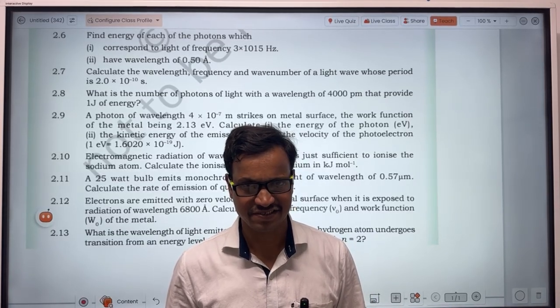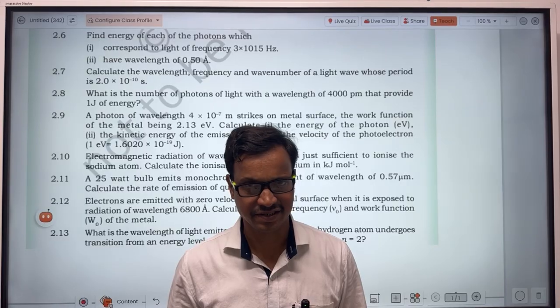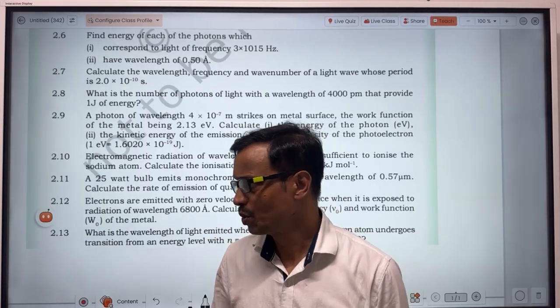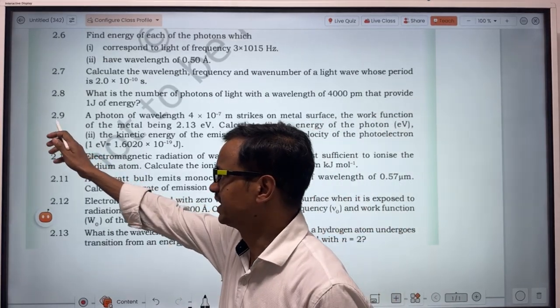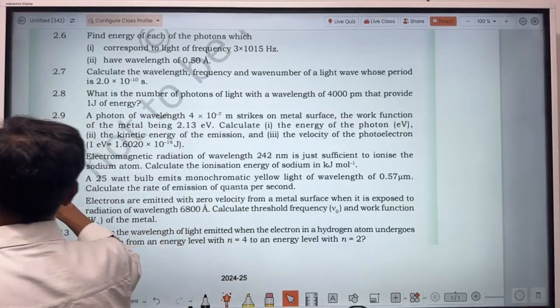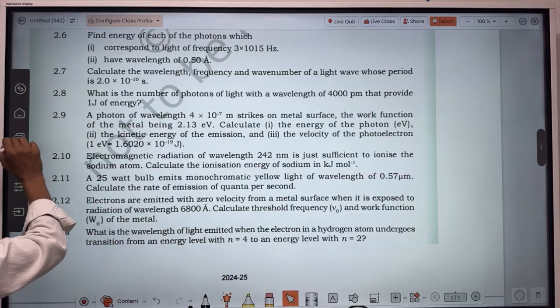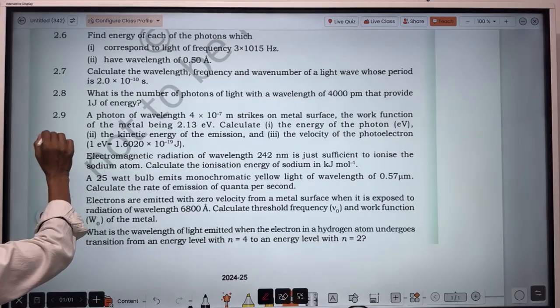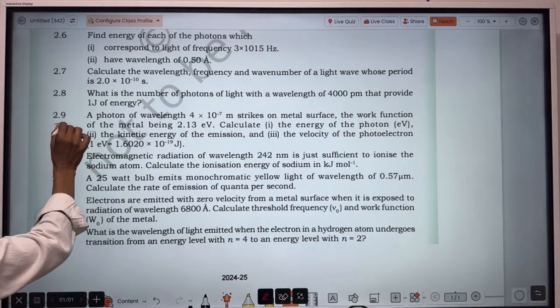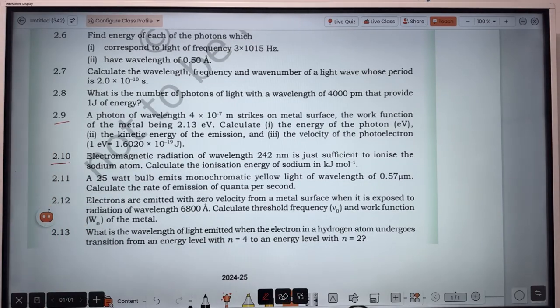In the last class, we discussed the questions till 2.9 of the chapter Atomic Structure. Now we will discuss from 2.10.